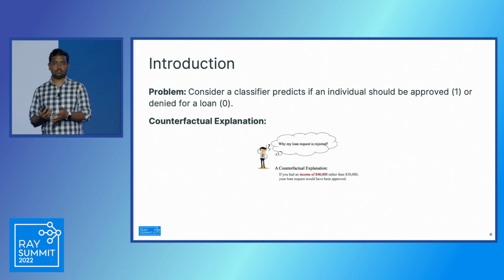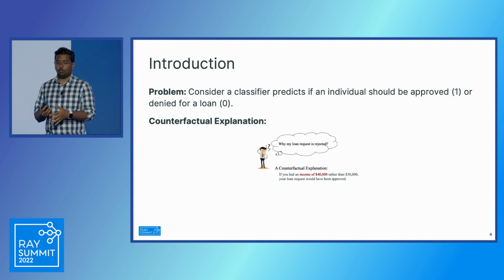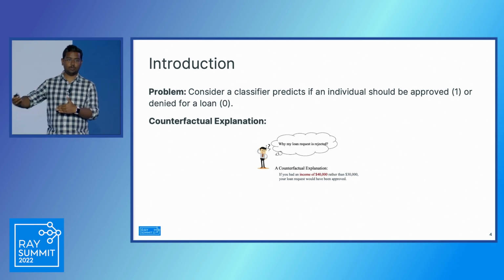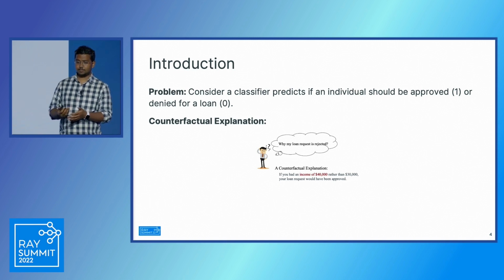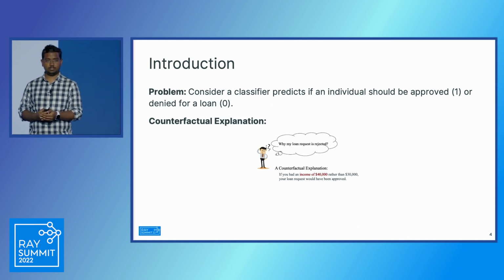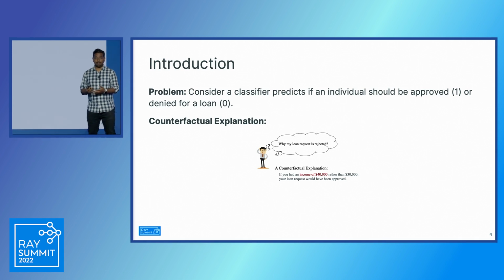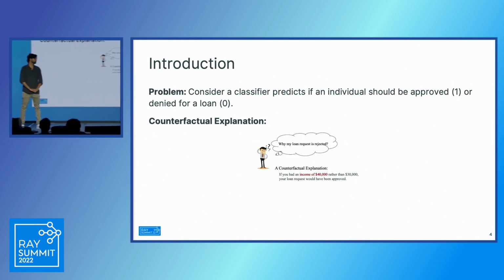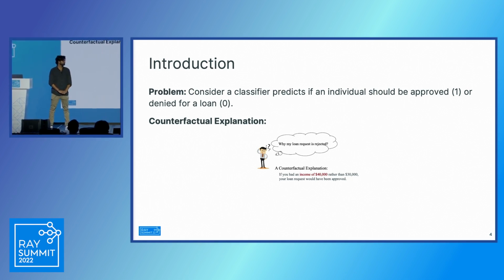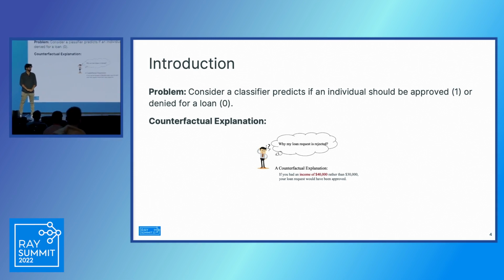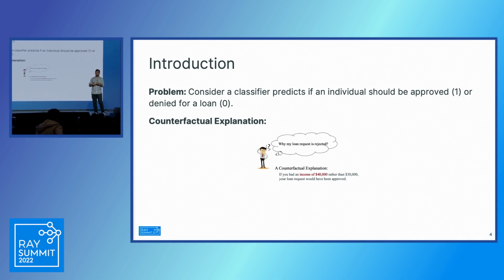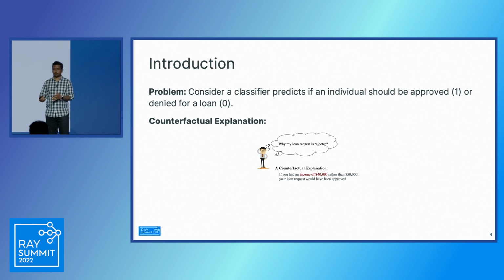As someone who needs money at that point, you would be interested in asking the question, why was my loan rejected? Or specifically, what can I do in order to get the loan? And this is the specific question that counterfactual explanations answer. So for example, it could tell you that had your income been $40,000 rather than $30,000, you would have gotten the loan. Or if you had been a master's instead of a bachelor's, you would have gotten the loan.